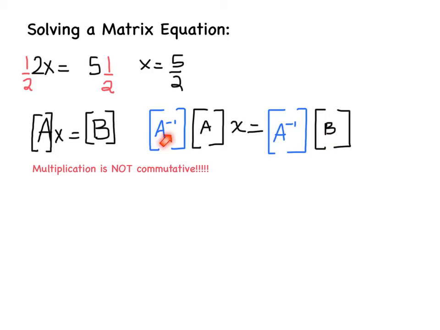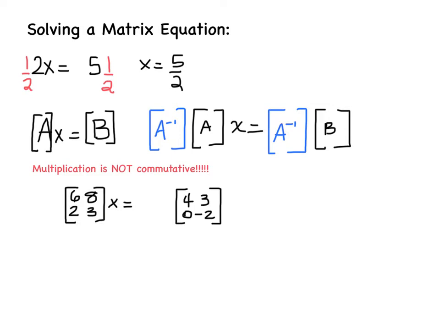But this is multiplied first. This must be multiplied first over here. Remember, the inverse of A times B is different than B times the inverse of A. Multiply first, multiply first. So let's solve this matrix equation. We're going to say this is matrix A, x equals matrix B. I want to solve for x. Matrix A times what matrix will give me matrix B?